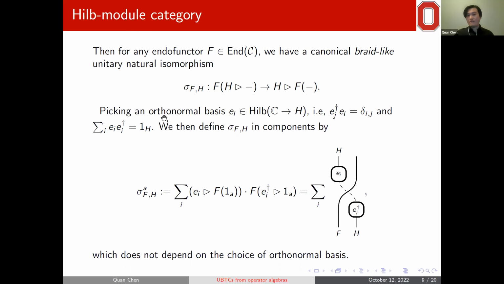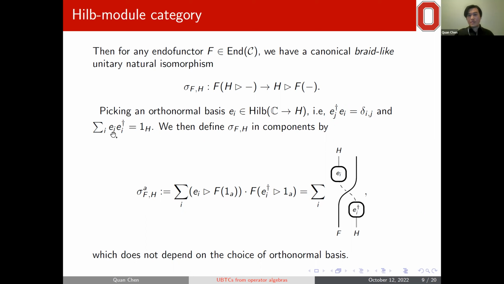If you pick an orthonormal basis, e_i, from Hilb C to H, then orthonormal means e_j dagger e_i equals delta_ij. So remember source and target: e_i is from C to H, and e_j dagger is from H to C. Dagger switches the source and target. So this morphism is from C to C, one-dimensional, and we require that e_j dagger e_i is delta_ij.